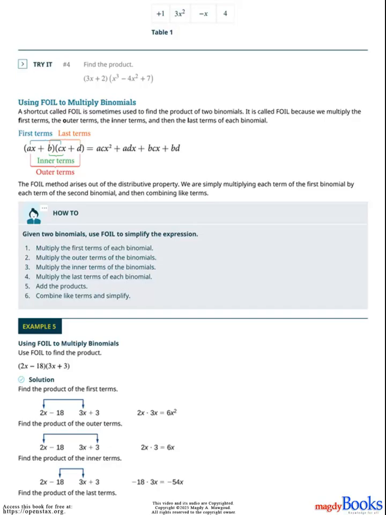(ax + b)(cx + d). ax and cx are the first terms. ax and d are the outer terms. b and cx are the inner terms. b and d are the last terms. The FOIL method arises out of the distributive property. We are simply multiplying each term of the first binomial by each term of the second binomial, and then combining like terms.